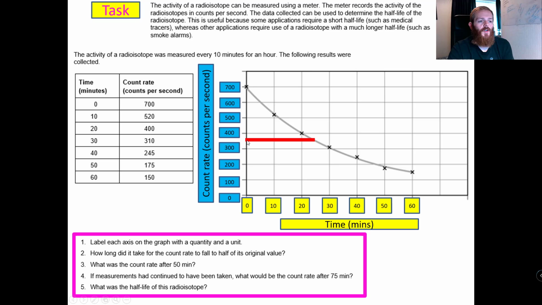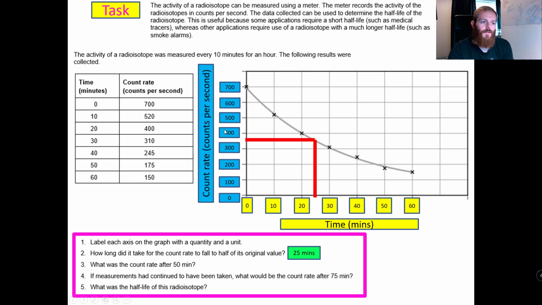So I've put a line at approximately 350 going across, and I go across until I hit the line, because this is the line of the amount of radioactive nuclei left. So I know that it's gone from 700 to 350, half of 700. So I've gone across, I've hit the line, and then I go down. And when I go down, it's pointing to the time it would take to get to that amount of radioactive nuclei left. So that tells me it's about 25 minutes. Okay, so the amount of time it took for the count rate to fall to half its original value is 25 minutes. What was the count rate after 50 minutes?